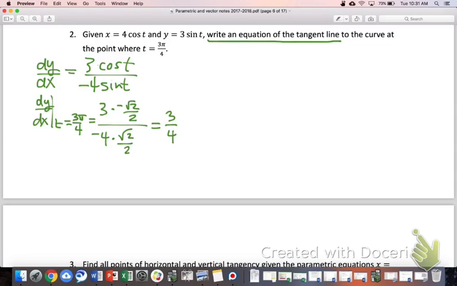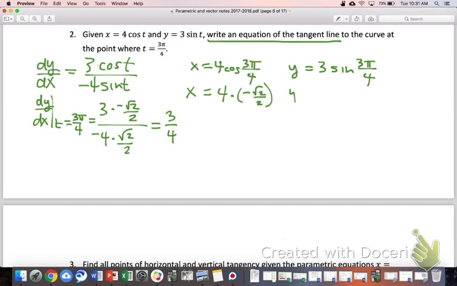Any questions there? Okay. So then you actually have to spend a little bit of time figuring out the x and the y for the point of tangency, because the point of tangency is not t equals 3 pi over 4. It's going to be the x and the y when t equals 3 pi over 4. So for the point of tangency, x would equal 4 times cosine of 3 pi over 4, and that would be x equals 4 times negative root 2 over 2. And then for the y, it would be y equals 3 sine of 3 pi over 4. So that would be y equals 3 times positive root 2 over 2.